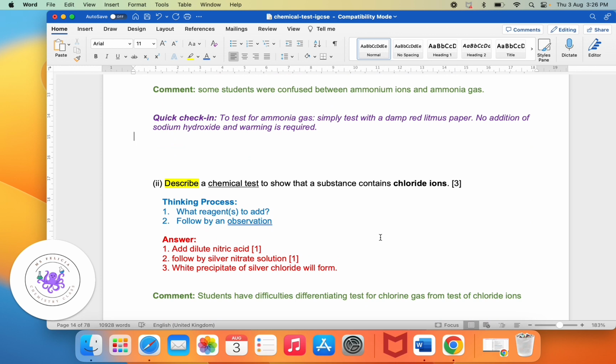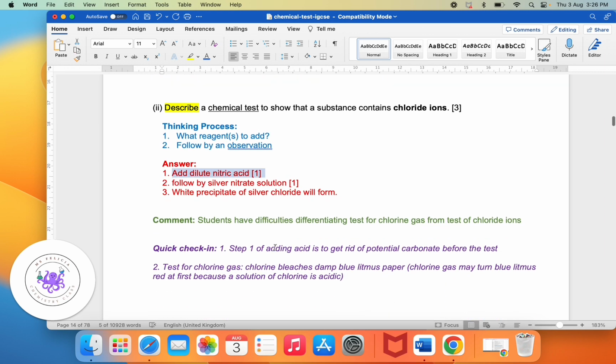Again, you need to think of what reagent to add and what observation you will see. For the chloride ion test, we need to add acid first. Do you still remember why this acid is so important? If you don't recall, you need a quick check-in. We add acid to get rid of any potential carbonate before the test, because most of the time anything that combines with carbonate will give us an insoluble salt, and we may get a false positive result, such as seeing a precipitate.